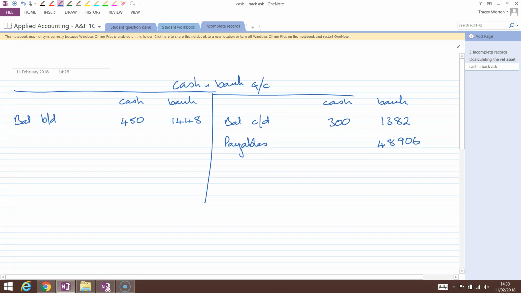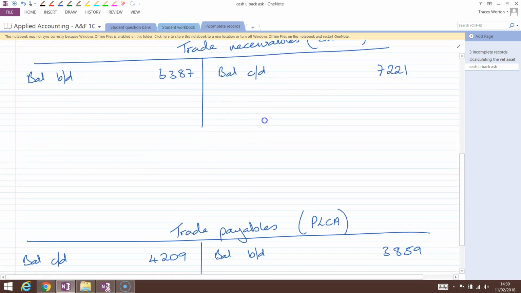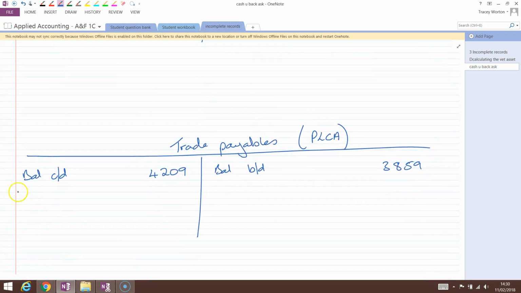Don't forget to go and complete the double entry, otherwise you'll be creating yourself an error. So we've now put it on the credit side of the bank account, so we need now to go and put it on the debit side of the trade payables account to complete the double entry to reduce the liability.